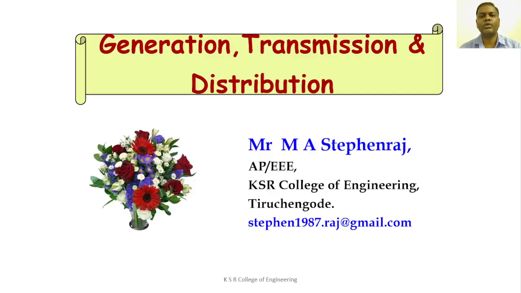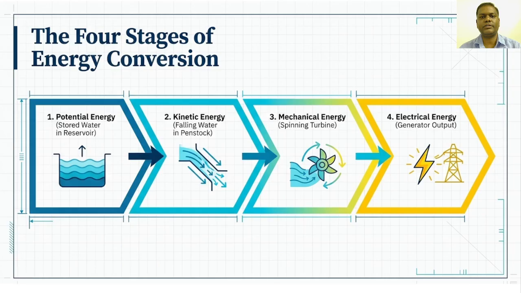Today, we are going to discuss the topic of hydroelectric power plant. This is the four stages of a hydroelectric power plant. The first stage is potential energy, where water is stored in the reservoir. The second stage is kinetic energy, where water falls in the penstock. The third stage is mechanical energy, that is the spinning turbine. The fourth stage is electrical output, which we can call the generator output.